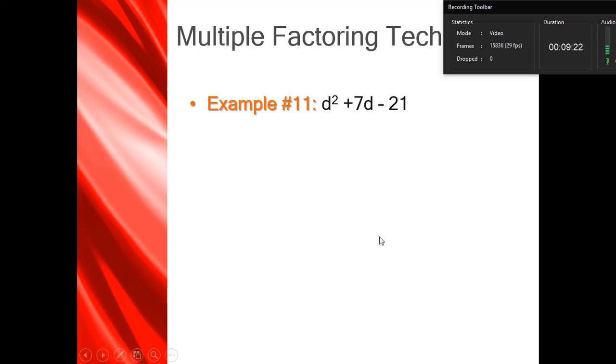This goes back to learning how to factor trinomials. There is no GCF. What I'm going to do is make a list of factors that will multiply to negative 21 and add up to 7. Remember, the sign is important. One of the signs has to be negative. When I look at these factors, I do not find a set that adds up to 7. So at this point, I have to conclude that this one is not factorable.